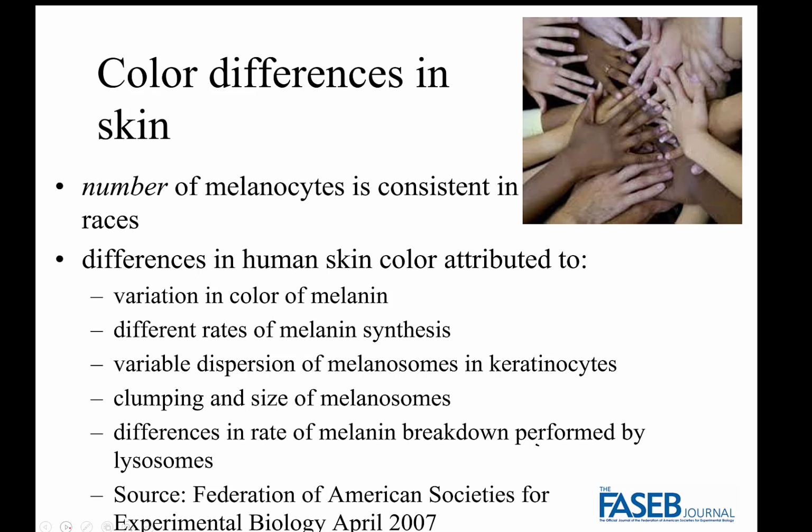And importantly, the differences in the rate of melanin hydrolysis by lysosomes. So in keratinocytes that are receiving melanin that they're not going to use, instead of positioning the melanin on the top of their nucleus in the manner I described previously, they just go ahead and fuse it with a lysosome and get rid of it because they don't need it. So all of those things are heritable, which is why we get our skin colors from our parents and from our ancestors.